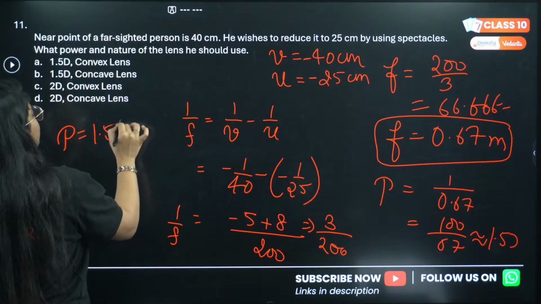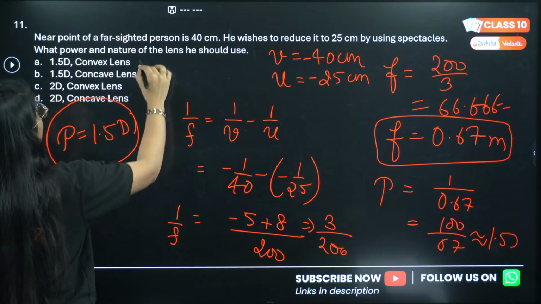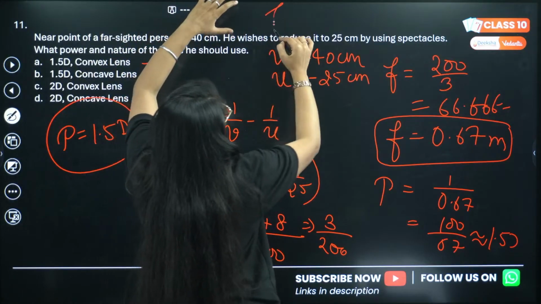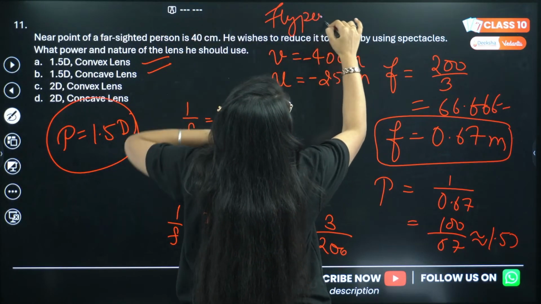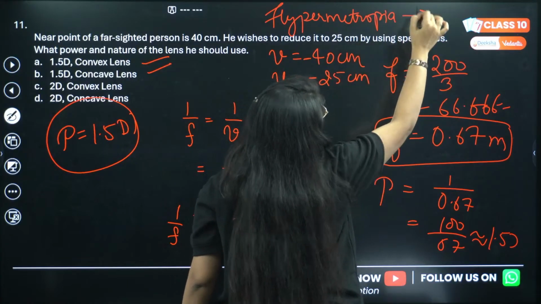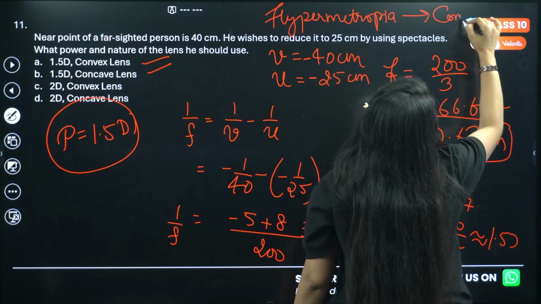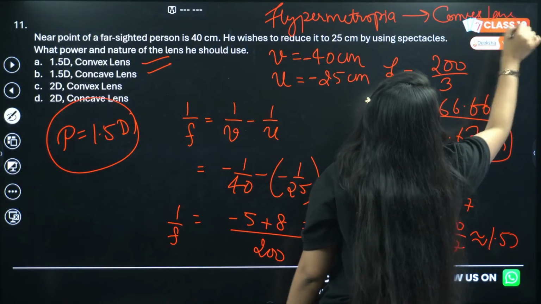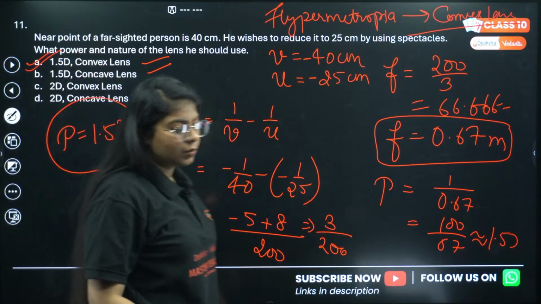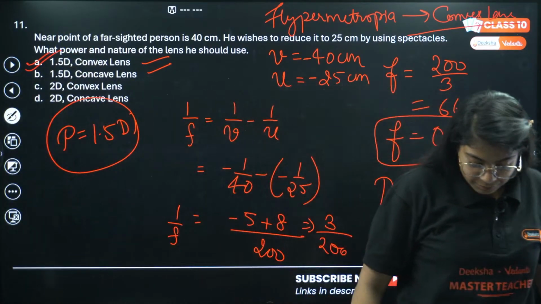So either the option is first or second, but this is again hypermetropia. Correct? For hypermetropia, the corrective lens is what? It is a convex lens. Very good. So the answer A was correct. Who gave it? Aman and Ashutosh, I guess.